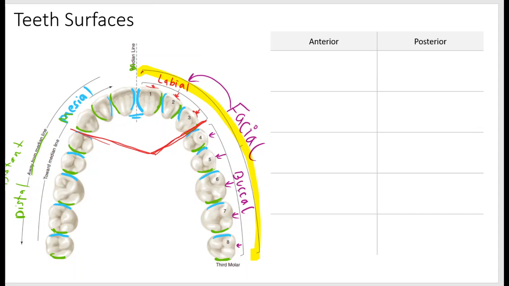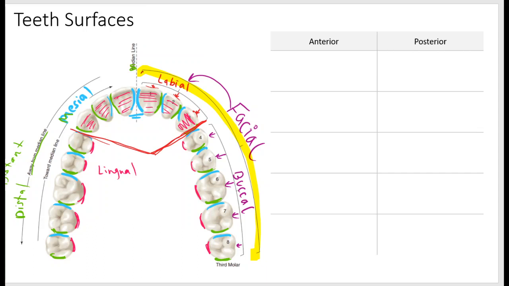We have these surfaces that are towards the tongue. See all of these here on the anterior teeth, and also on the posterior teeth. See this? That is towards the tongue on either side, and that is called lingual surfaces. And these are, again, the surfaces that are towards the tongue. Let's see what else. We have more surfaces to go.